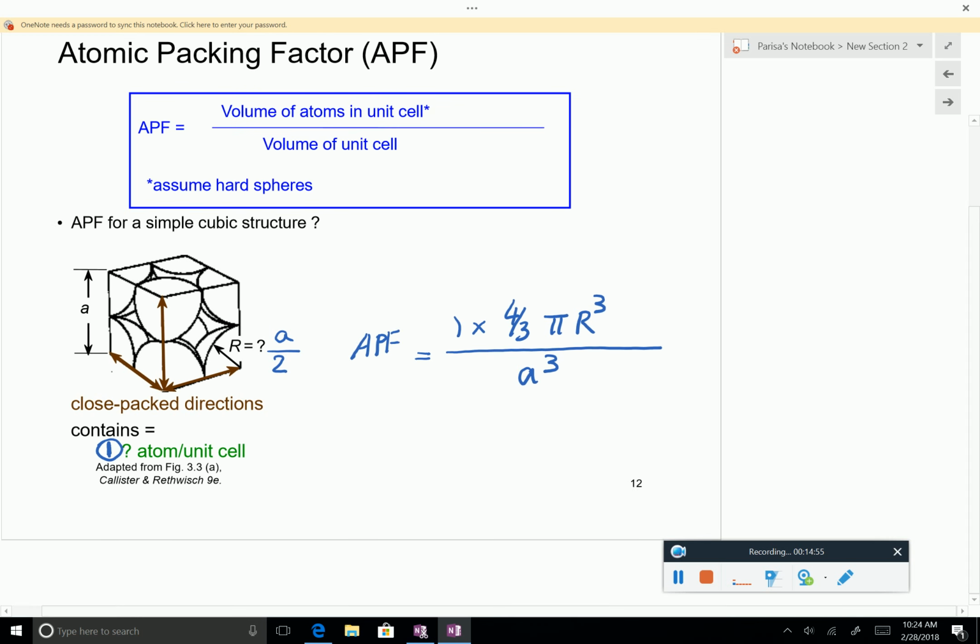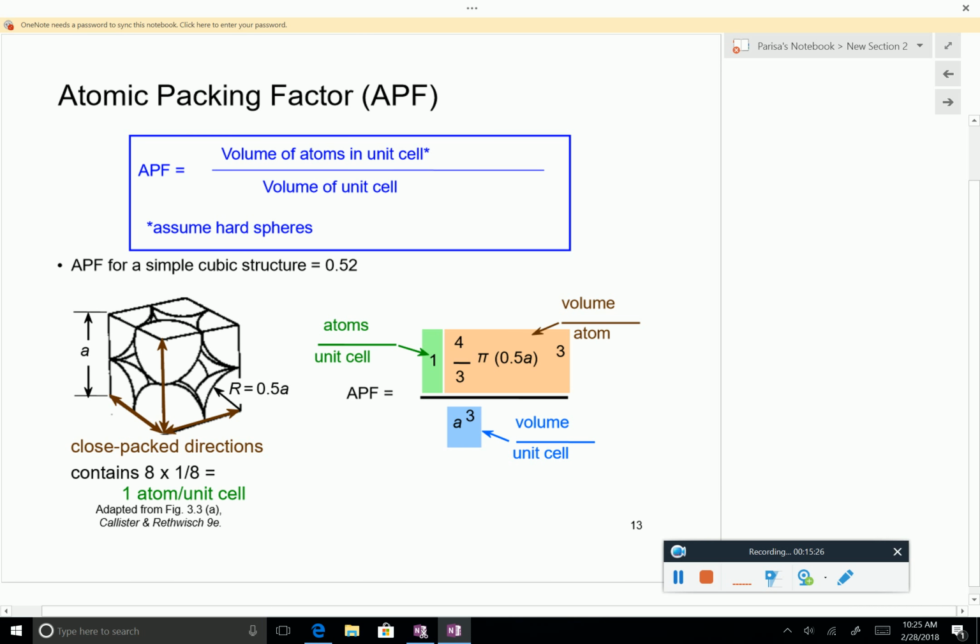So you all smiled when I asked what the relationship is. It was so obvious. So you can just substitute A equal to 2R, or vice versa. You can substitute for R in terms of A. And then just calculate this.